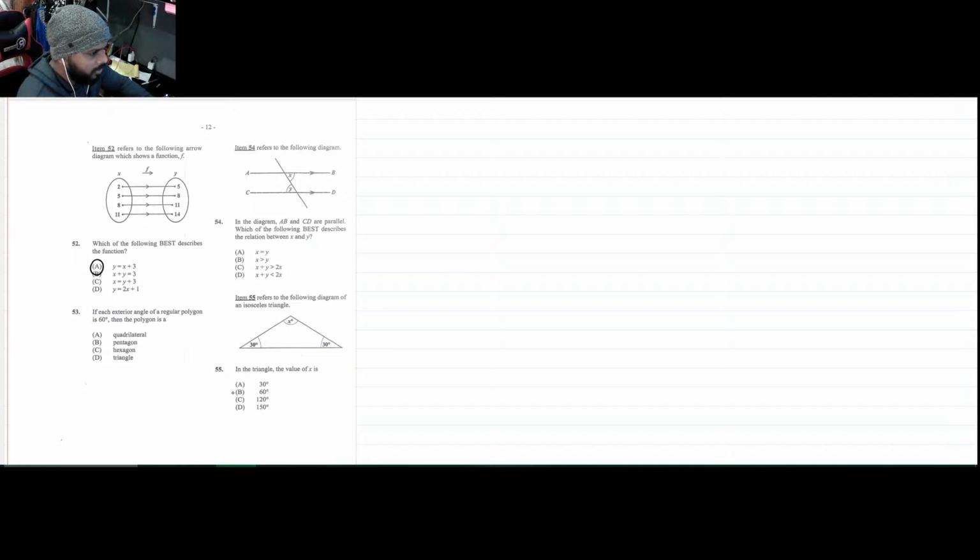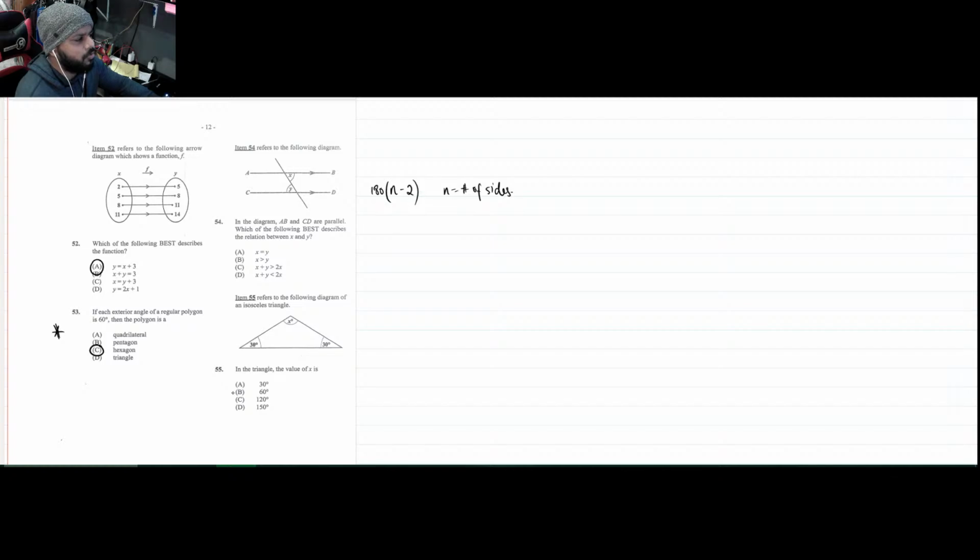If each interior angle of a regular polygon is 60 degrees, then the polygon is a, I think that's a hexagon. Yeah, it'll be a hexagon. I forget the formula. Does anyone remember the formula for this here? I know that the total number of degrees in a shape is 180 into n minus 2, where n is the number of sides.